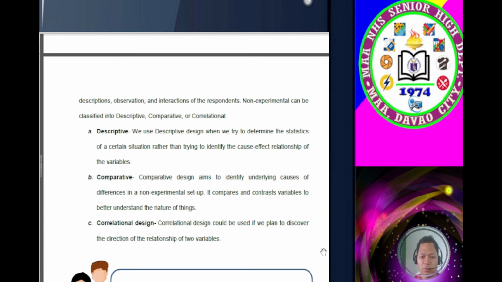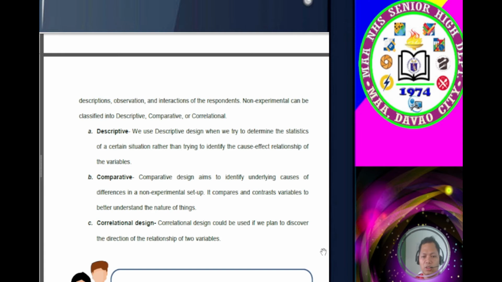For letter B, comparative aims to identify underlying causes of differences in a non-experimental setup, and compares and contrasts variables to better understand the nature of things. From the word comparative, you are going to compare two variables. Example, you will compare the reading abilities of grade 11 and grade 12 students. You will use a t-test or ANOVA, depending upon your samples.